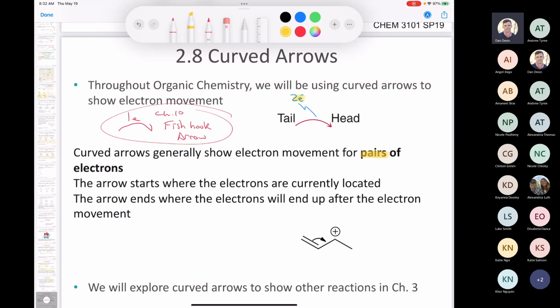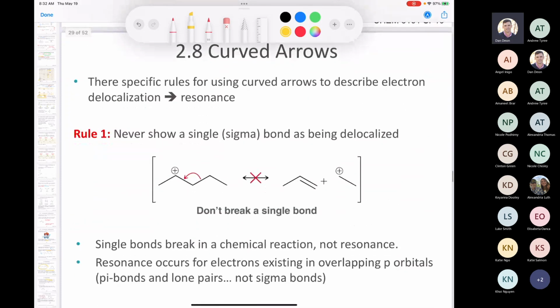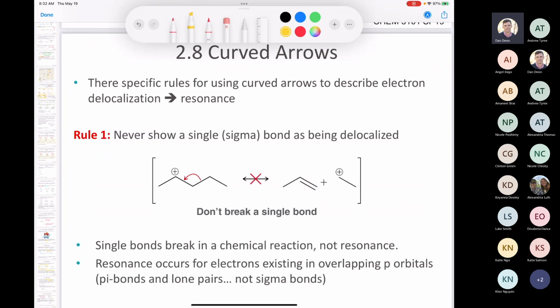Anyhow, it says the arrow starts where the electrons are currently located and it ends up where they're going. And we're going to explore curved arrows to show reactions in chapter 3. But again, I cannot stress this enough. In chapter 2, we are not using curved arrows to show reactions, just using them to draw resonance structures. That's it, nothing more than that. So let's talk about what the rules for curved arrows are.